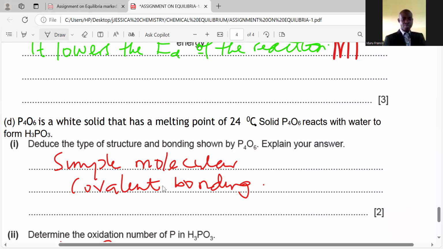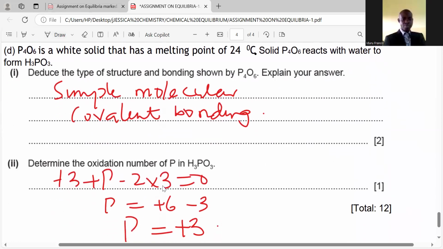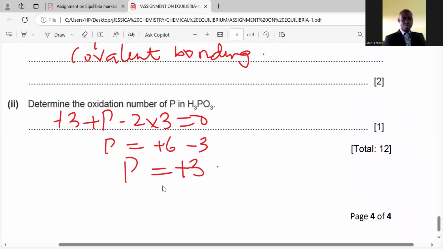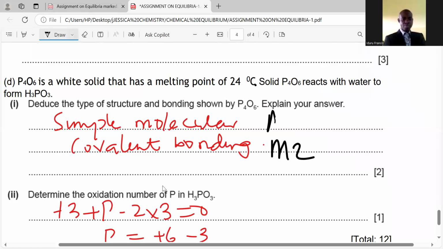Okay, that is that. Determine the oxidation number of P in H3PO3. You also got that one correctly. So we have your M1 here, it's correct. Then we have M2 here, so correct. Here is M1.